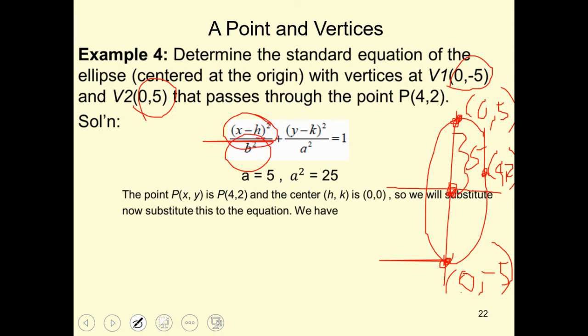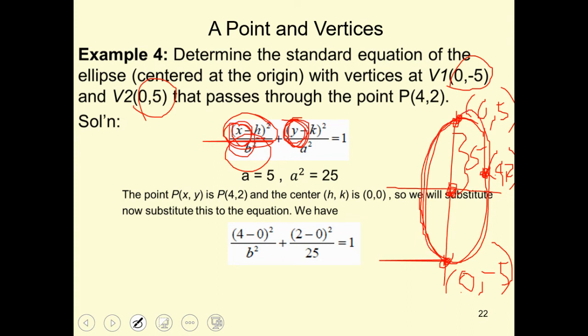So we will substitute this point, because we know that this x and y are the values that our ellipse passes through, class. So it passes through (4, 2). So we substitute 4 and 2 for x and y.